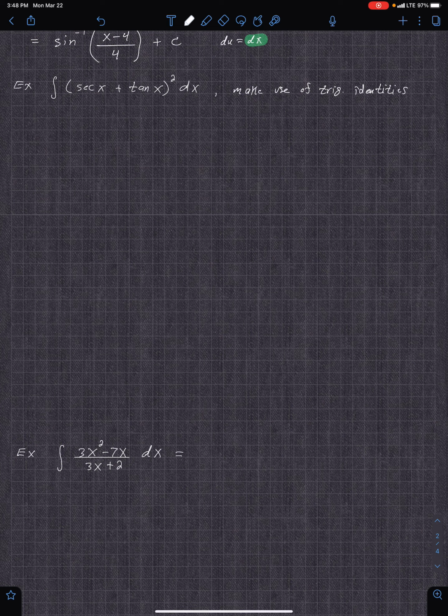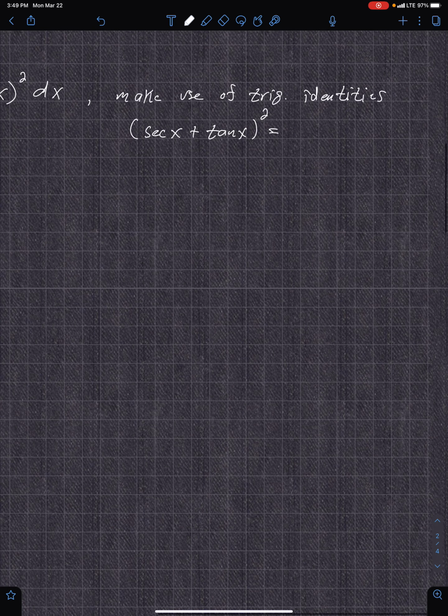So multiply it out. I'll write down secant plus tangent squared, and then we want to do the product. I'll zoom in a little bit, make it a little smaller. So the product will be secant squared x plus 2 times secant tangent, and then plus tangent squared x. So, right, that's just how those multiply out, of course.